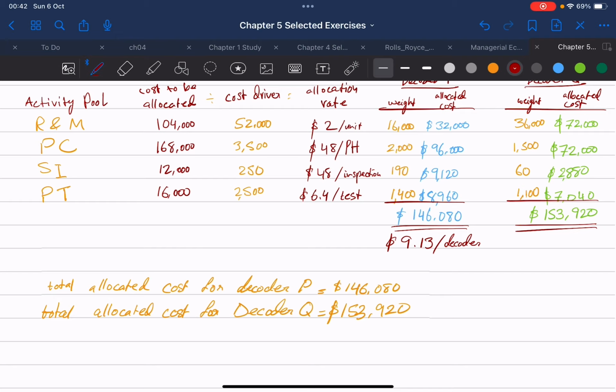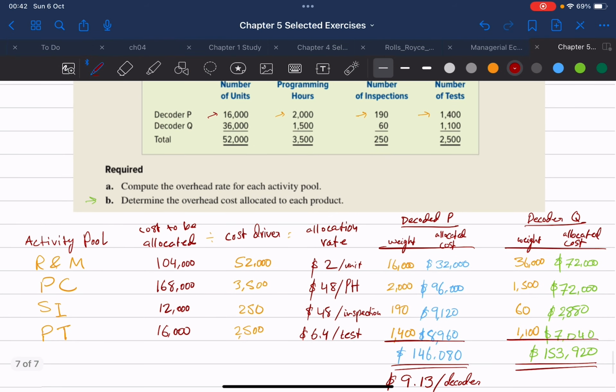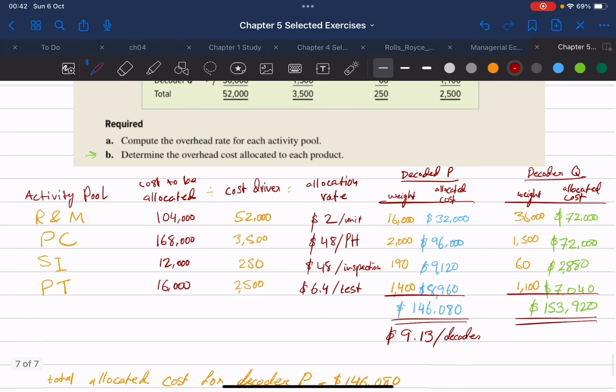And for decoder Q, 153,920 divided by the number of units, which is 36,000 for decoder Q. That will give us a cost per decoder of $4.28, per decoder. Okay, because sometimes for similar questions, the question might also ask you for the per unit allocated costs. In case the question asks for that, you can also do this.